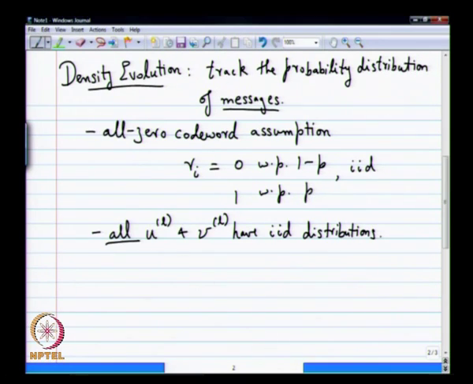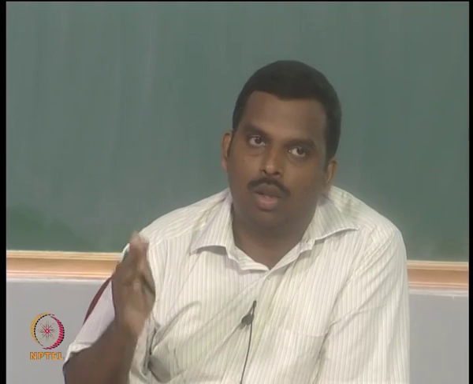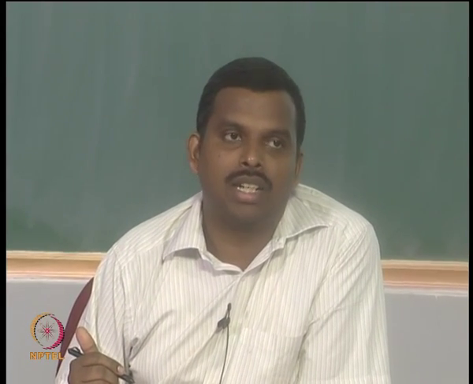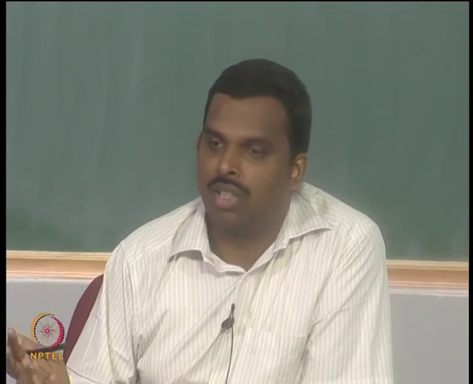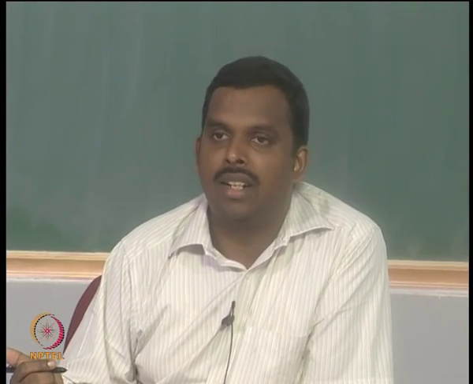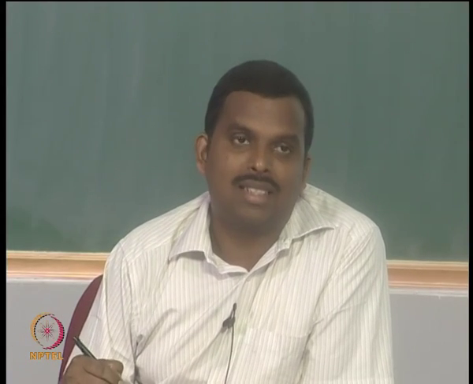What do I mean by all VL and UL? UL represents the message that flows from the check node to the bit node, that is happening on all edges. So, that is what I mean by all. If you look at all these ULs, you have to assume that they are identical and independently distributed. Same thing for VL, the messages that are flowing from left to right, once again we will assume they are all identical and independent. Once you make these assumptions, then the analysis is much easier.